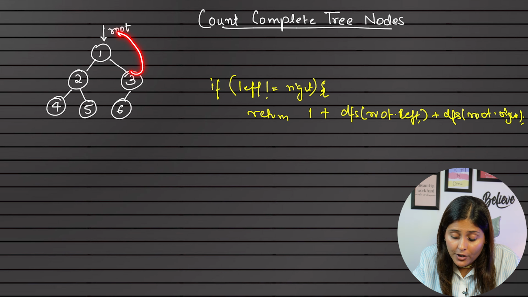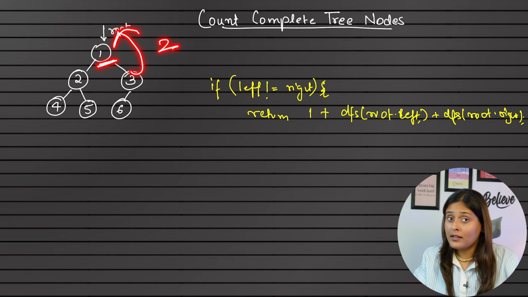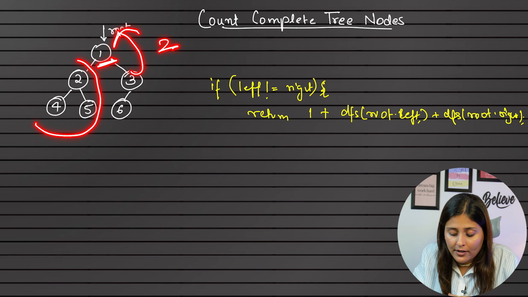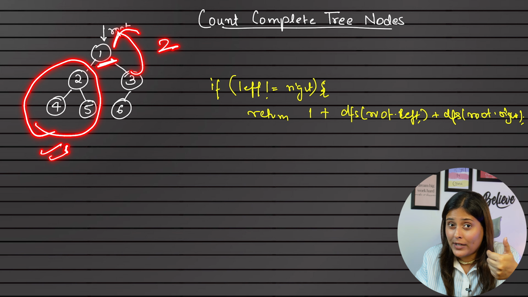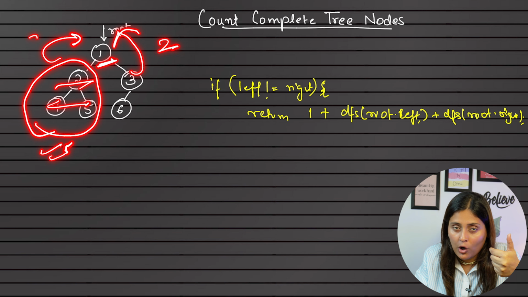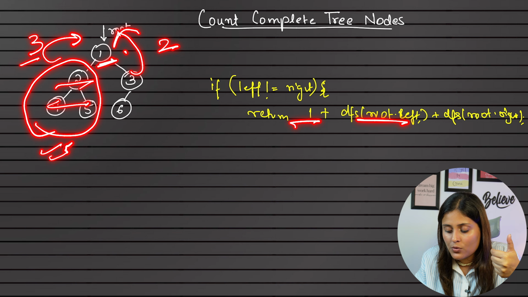So 2 will get returned to the right side, and for the left side, how much time complexity did we take to calculate the height? Can I say log N only? So it will get returned only in log N, correct? So 3 plus 1 plus 3 plus 2, total 6.